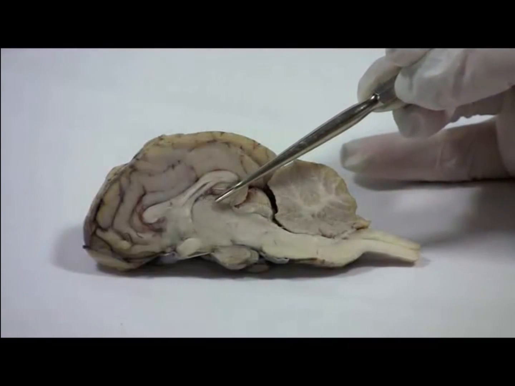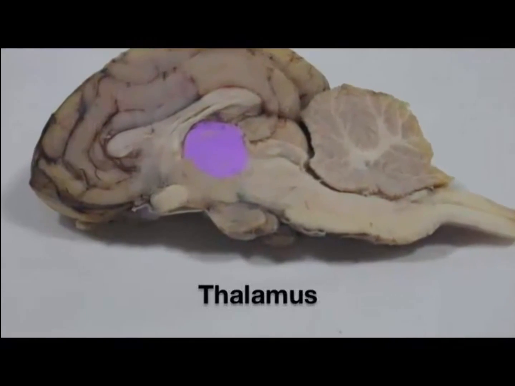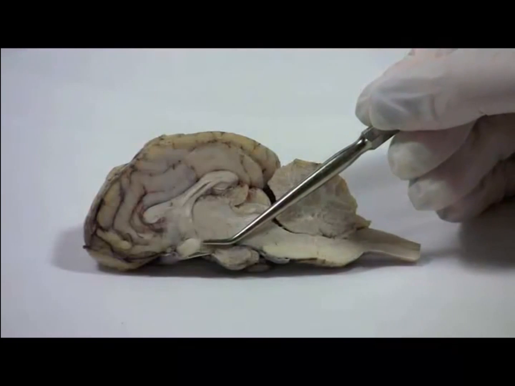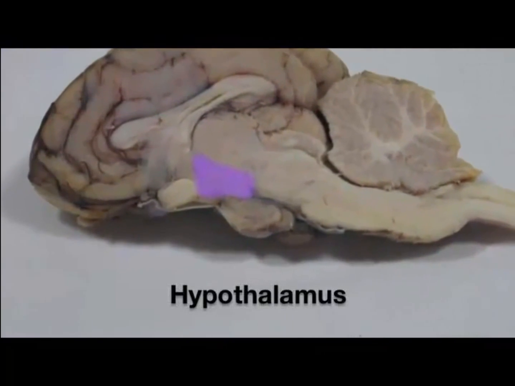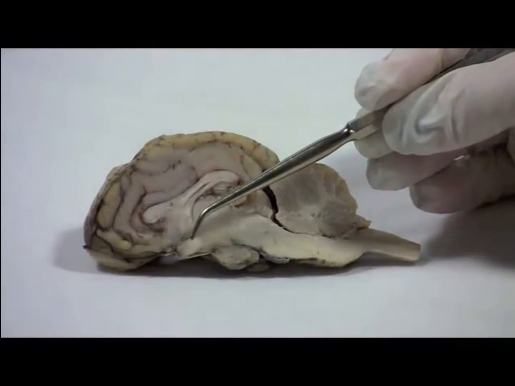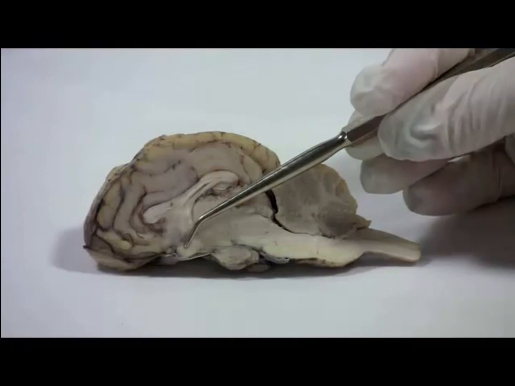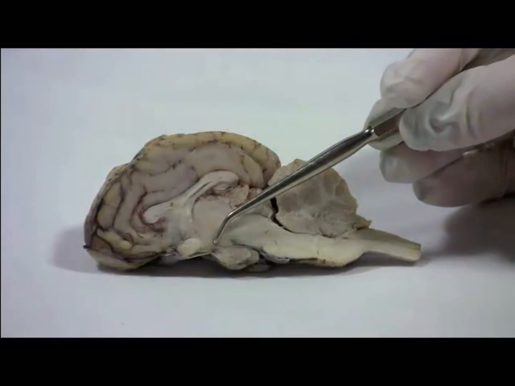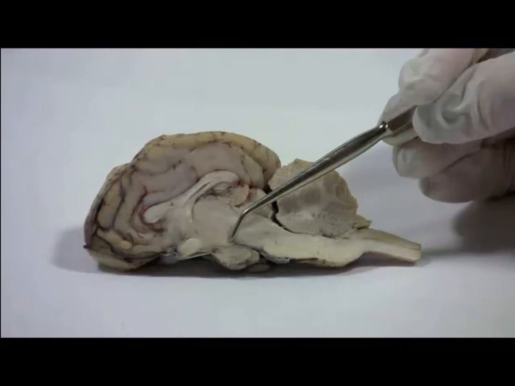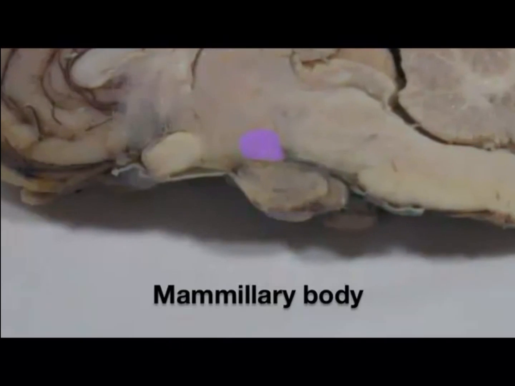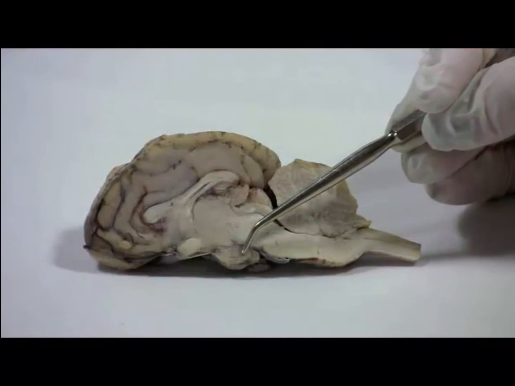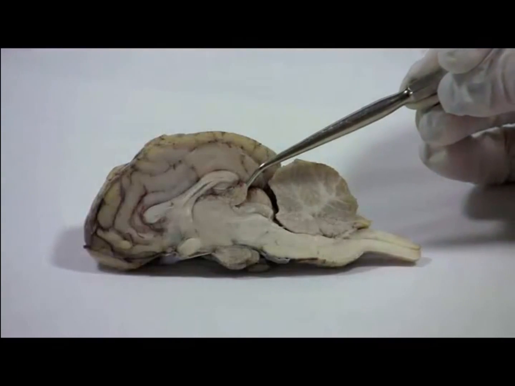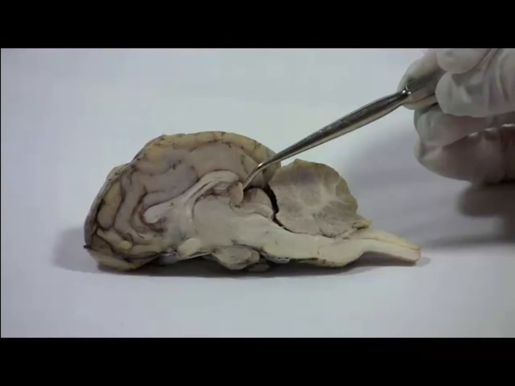This central region of the brain is called the thalamus. Right below the thalamus, this region is called the hypothalamus. This is the optic chiasm, where some of the right and left optic nerve fibers cross midline. This round structure is the mammillary body, which is involved in the transmission of olfactory information. Here is the pituitary gland. This is the pineal body, which secretes one hormone, melatonin.